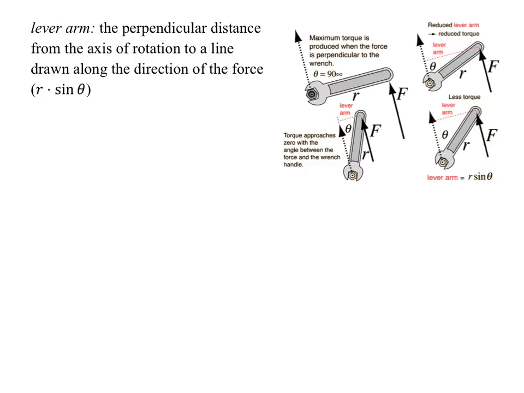So what's happening here is there's a bolt, you want to loosen the bolt. We can see that the first diagram tells us the maximum torque is produced when the force is perpendicular to the wrench, when theta is 90 degrees. I don't know why. Did I get rid of this little symbol on yours? It was a diagram I used from your book.